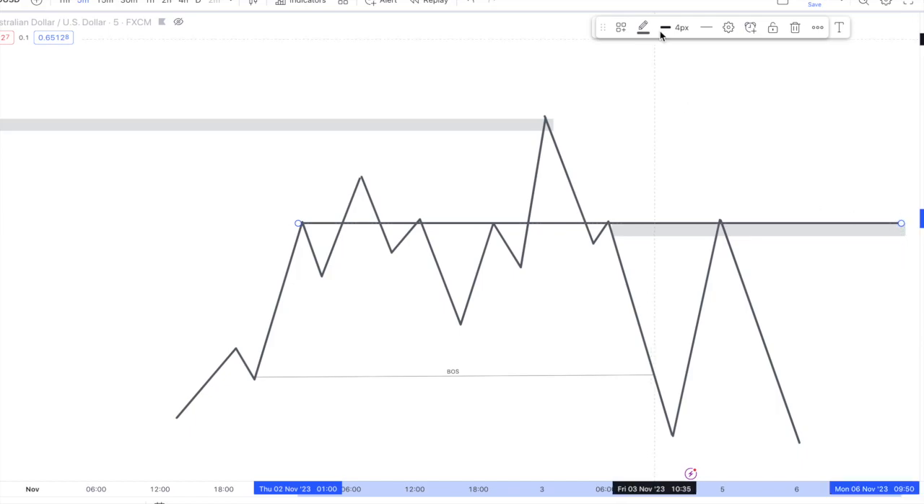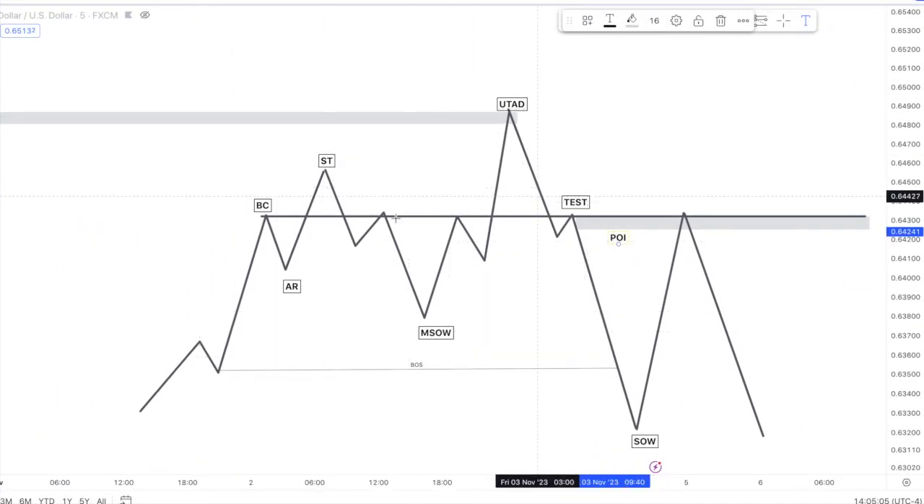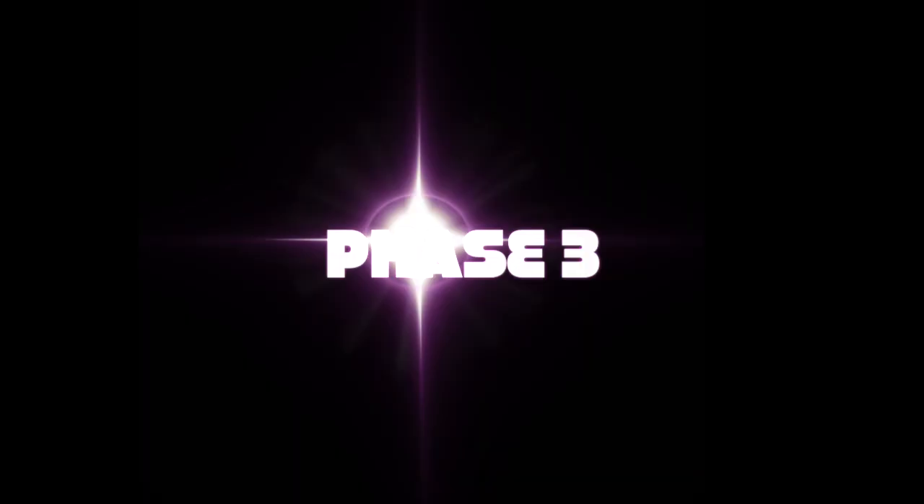Okay, so that is phase 2. So here's the label of phase 2. These are second tests, which I didn't label. I just want you guys to understand: 3 drives down, break of major structure. Remember, we just learned that. And 3 drives up into the point of interest. And we have another point of interest that's going to take us down. So that's the end of phase 2.